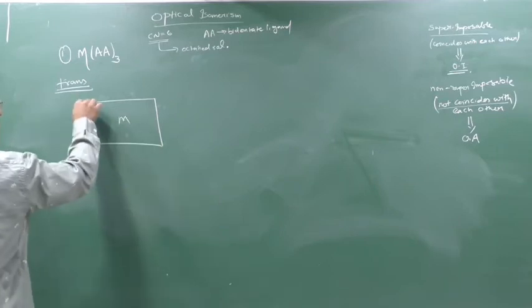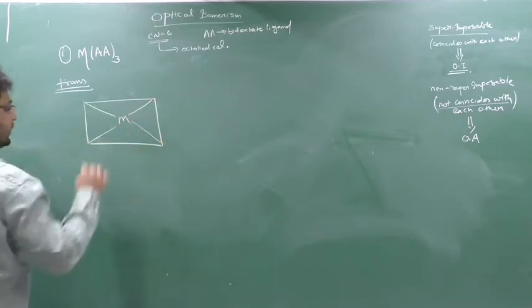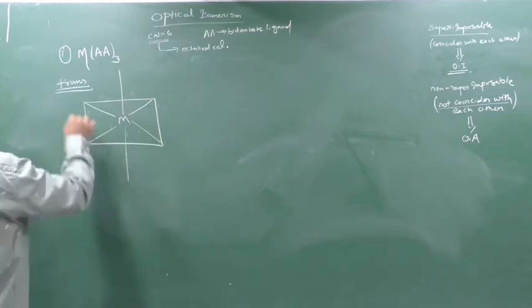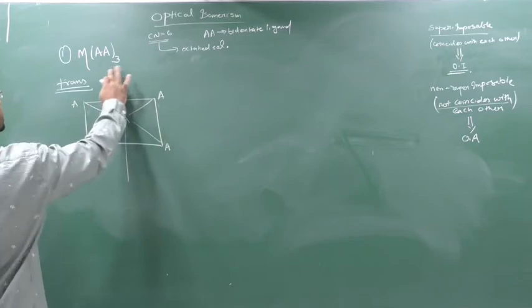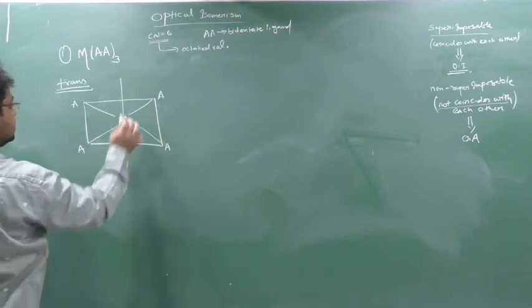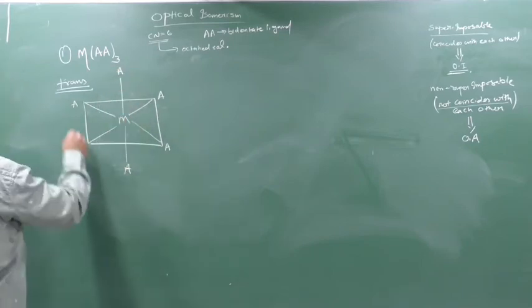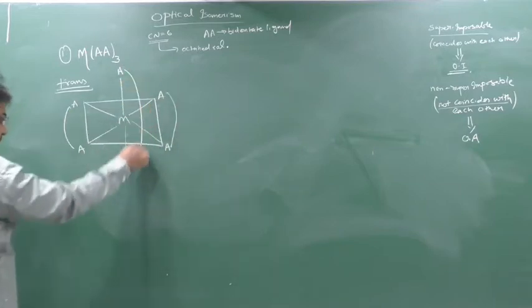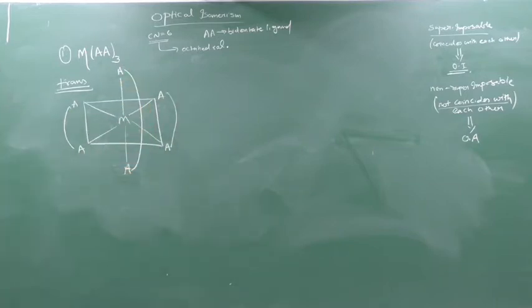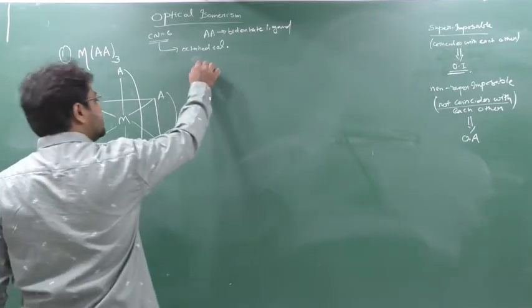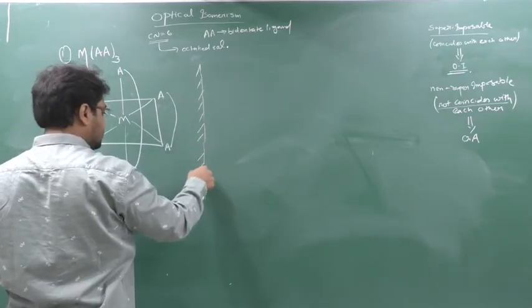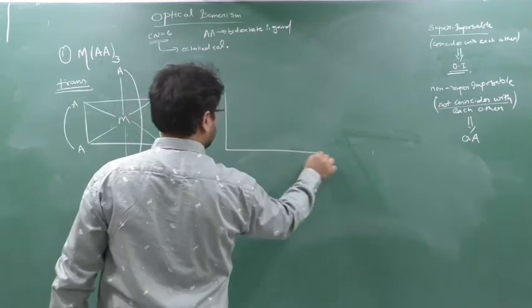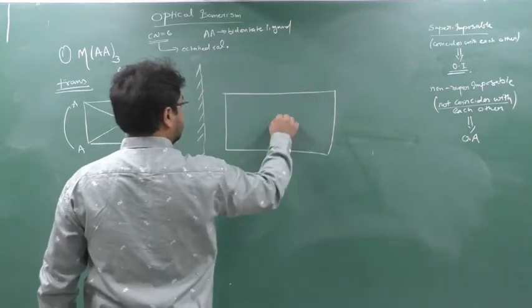So M, okay, this is A, this is A, this is A, this is A, this is A, and this is A. 90, 90, see this now, 180. So this one position is also 180, trans. Yes or no? Now create an image. If you create an image, yes or no?